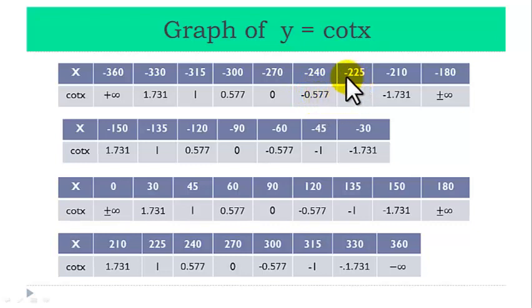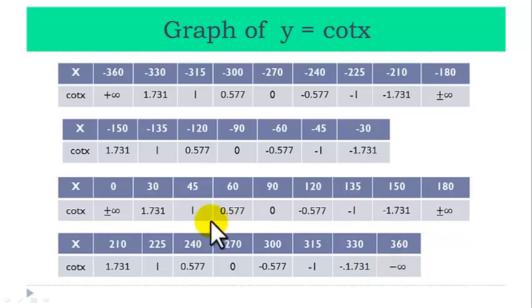For x equals minus 225, cot x is minus 1. For x equals minus 210, cot x is minus 1.731. For x equals minus 180, cot x is plus or minus infinity. We continue until we get to x equals 360, where cot x is minus infinity.